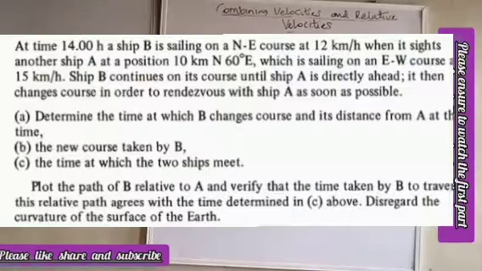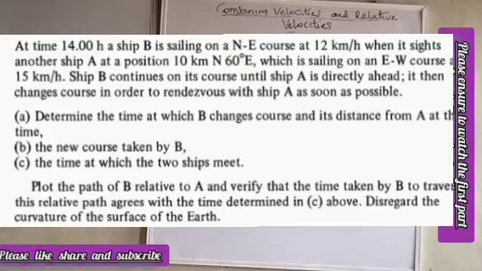Now let's try this. At time 14:00 hours, a ship B is sailing on a northeast course at 12 kilometers per hour, when it sights another ship A at a position 10 kilometers north 60 degrees east, which is sailing on an east-west course at 15 kilometers per hour.